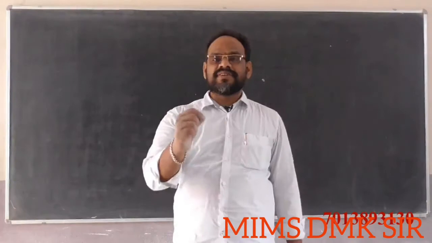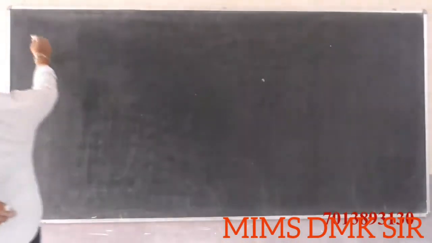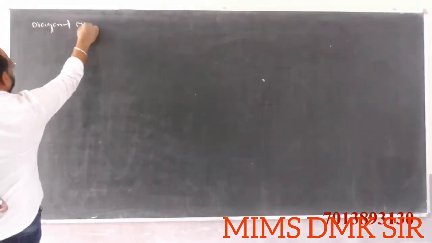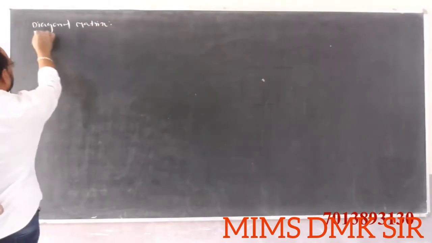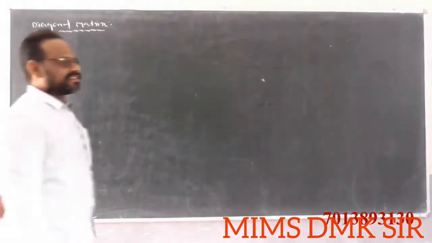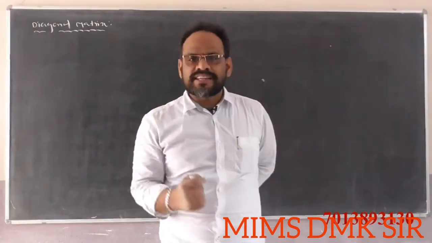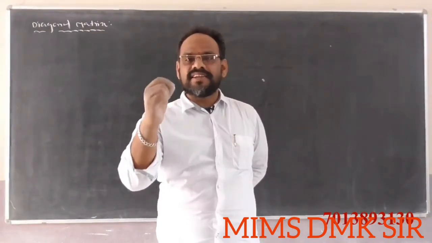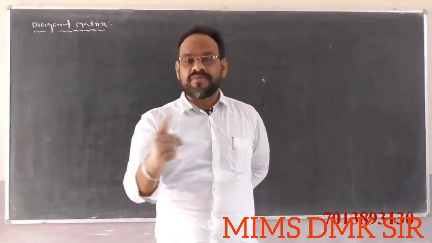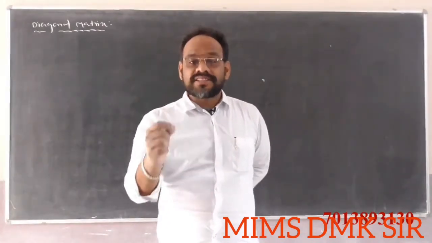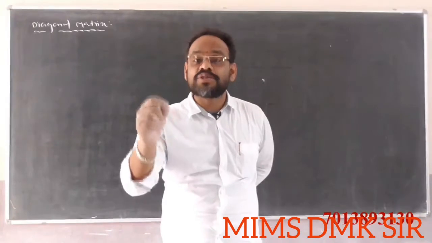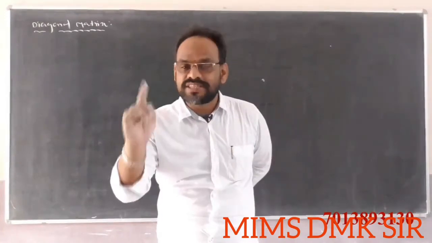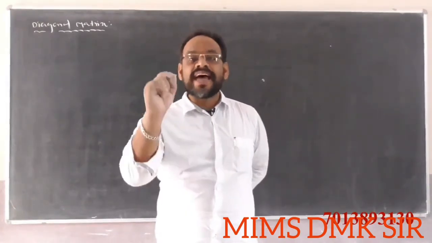Matrices, types of matrix. Next one, diagonal matrix. Diagonal matrix means in a square matrix, if each non-diagonal element, that is non-principal diagonal elements, already we know that principal diagonal elements. If each non-principal diagonal element is equal to zero, then the square matrix is called a diagonal matrix.